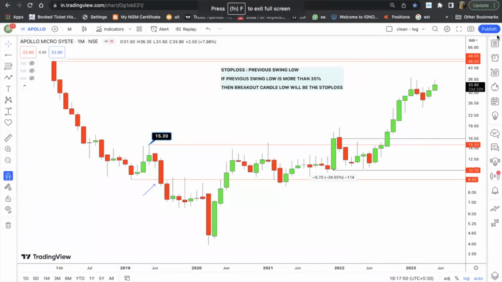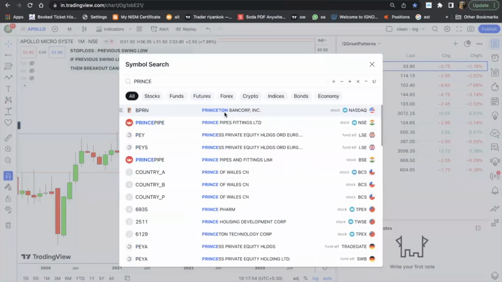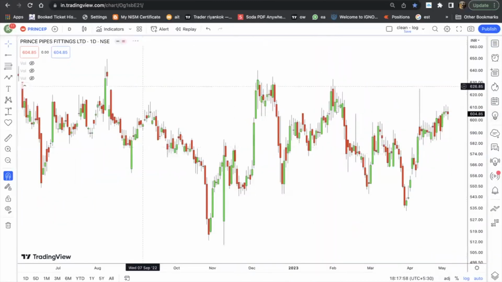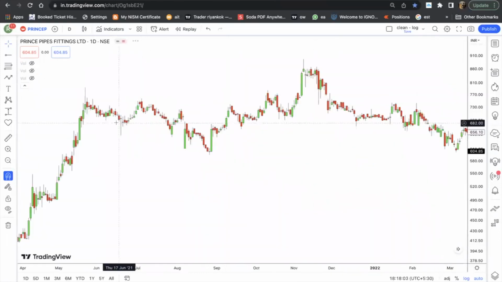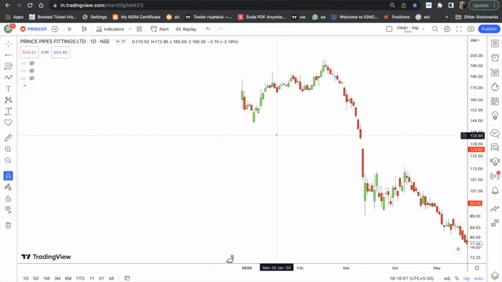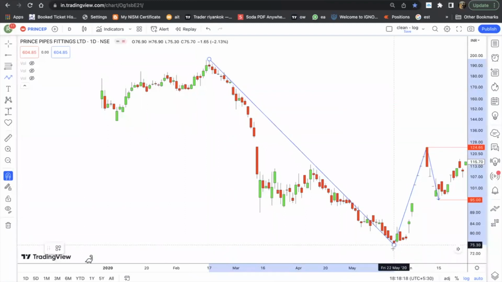Okay, so just one more example I wanted to tell you for the ABC pattern. It was Prince Pipes. Yeah, because this was a bit different ABC. So I just wanted to show you here. Okay, so this company was listed back in December 2019. And the stock started to come down from the levels of 196 till almost 75.30. This was somewhere back in May 2020.